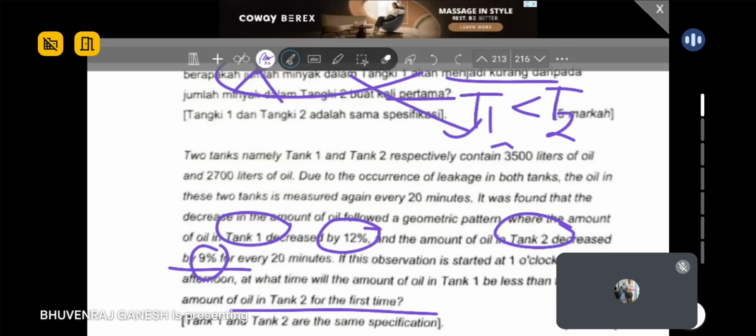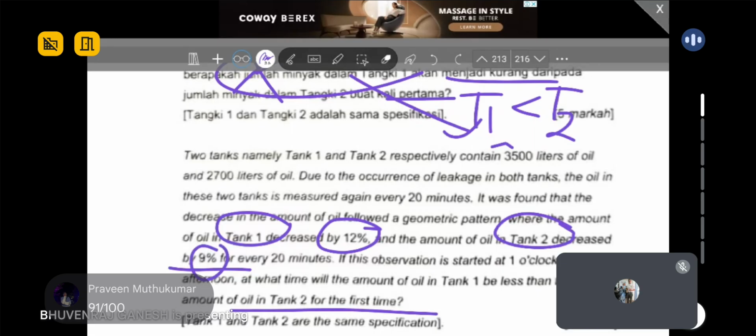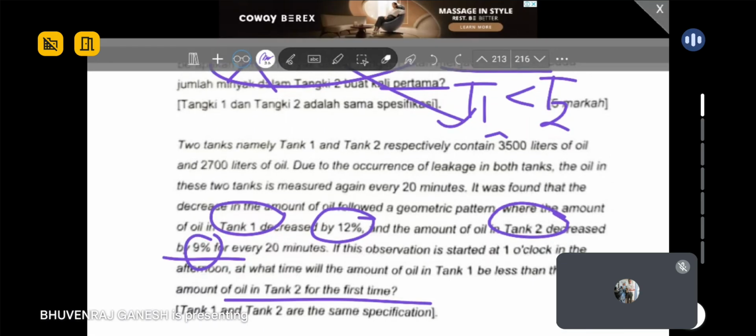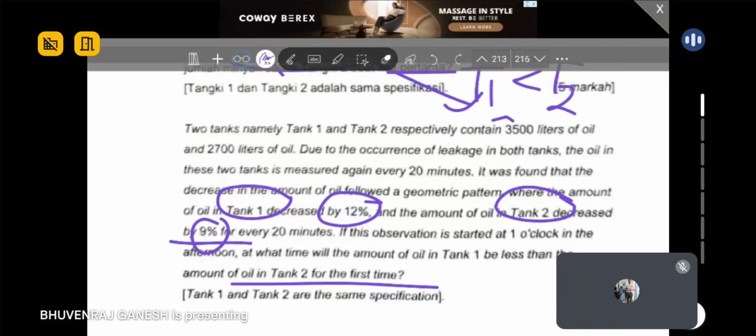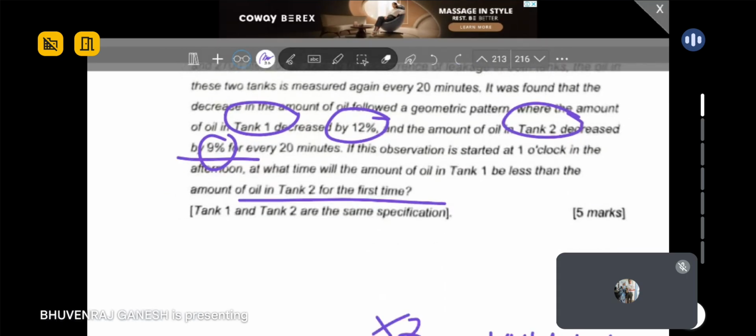Tank 2 is 9%. So sekarang apa nisbah sepunya dia? Common ratio. Yes. 91 over 100. Correct. Okay? Because 100% minus 9%, 91. Second term divide first term, 91 over 100. Very good. Okay? So now you can start to apply your formula. So Tn equal to ar power n minus 1.